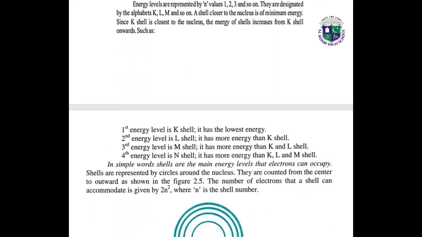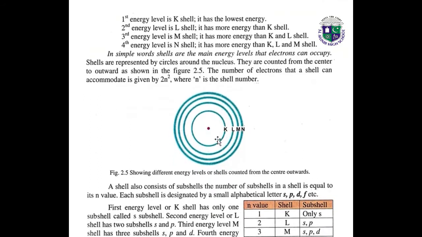So the first energy level is the K shell. Here we have the K shell. The second energy level is the L shell. The third energy level is the M shell, and the fourth energy level is the N shell. In simple words, shells are the main energy levels that electrons can occupy. So shells are represented by circles around the nucleus.